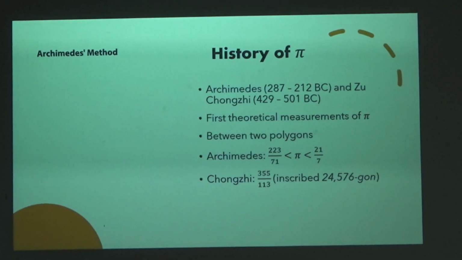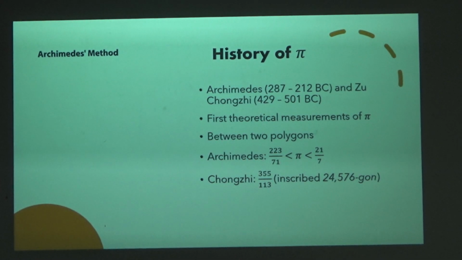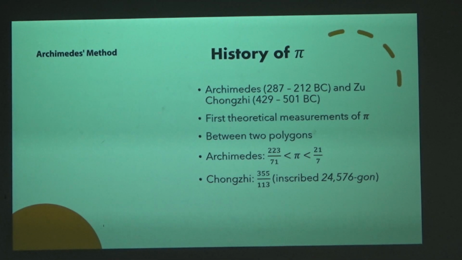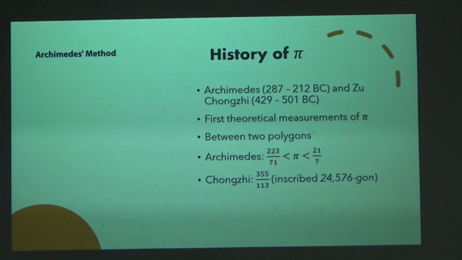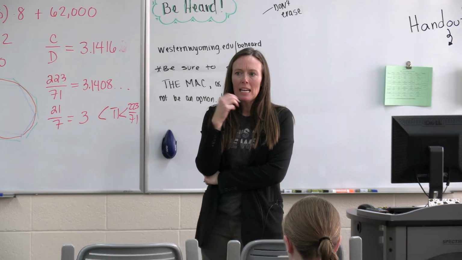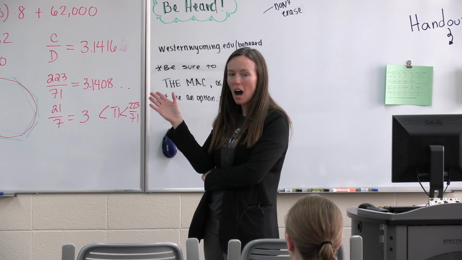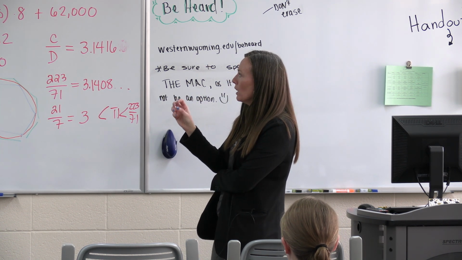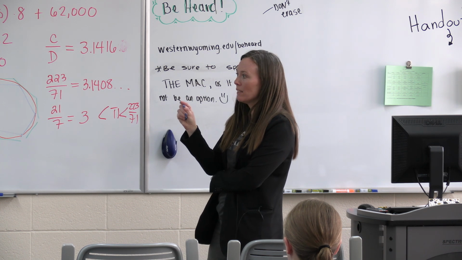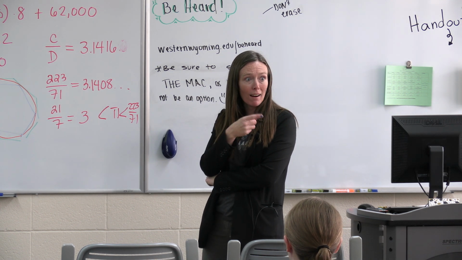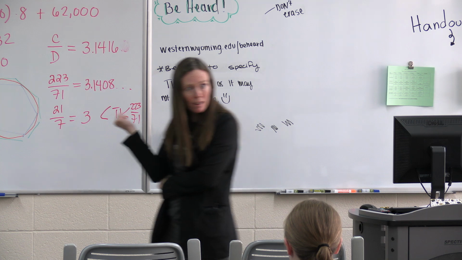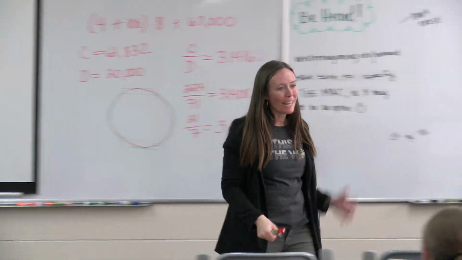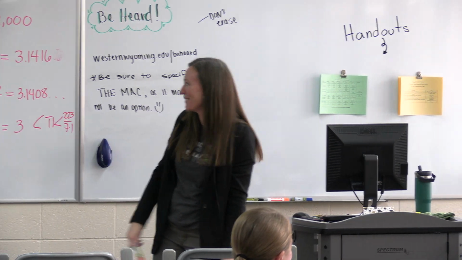All right, what now? Zu Chongzhi, I was reading, how do I say it? Did I say that incorrectly? I was reading about him, and he was a very famous mathematician in China, and they actually aren't sure how he got so close, but they think he must have done it by inscribing a circle in a 24,576-gon. So you smarties that know, what is that? Come on. What is the 24,576-gon?